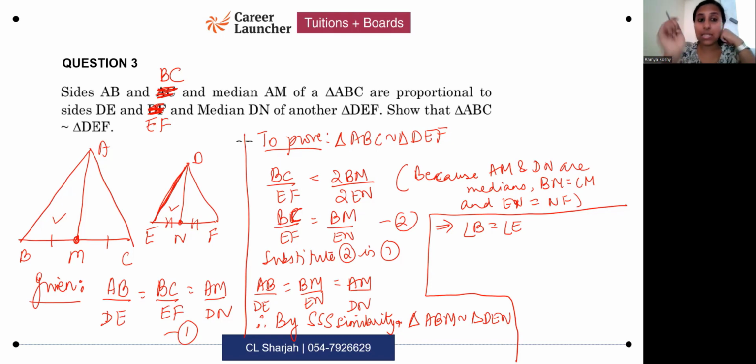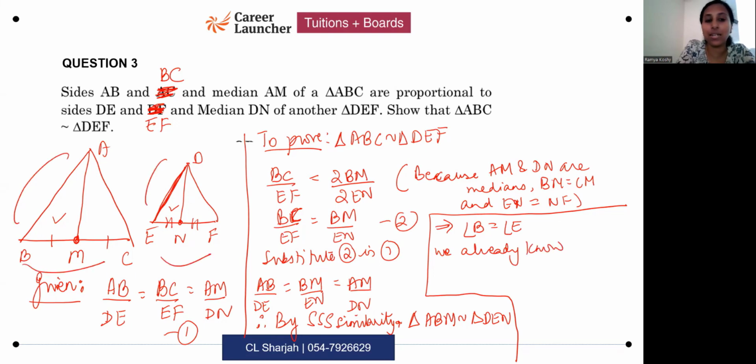Now if angle B is equal to angle E, what can we say? We already know that this side and this side are proportional to this side and this side here, right? We already know AB by DE. Shan, what happened? Too much, huh? If you're feeling tired, just get up, take a rest and come back.